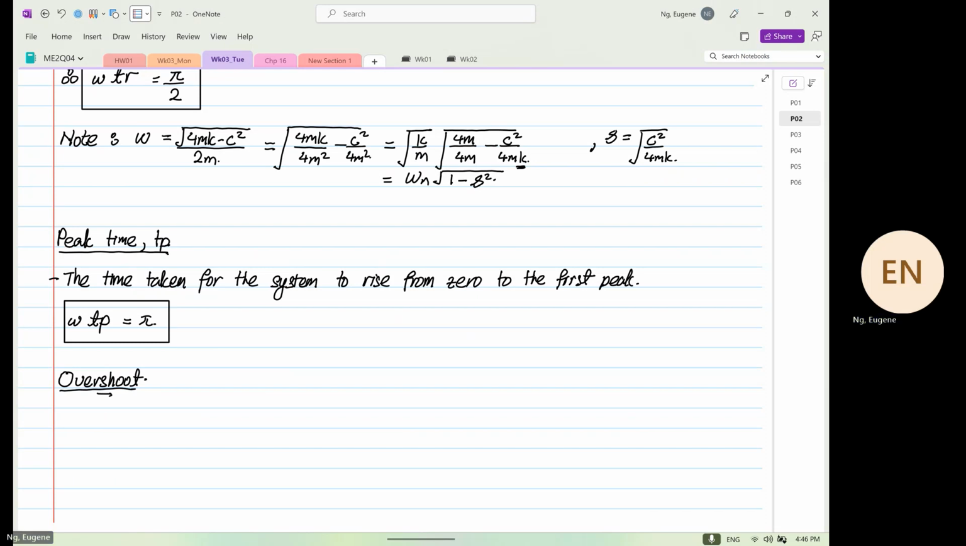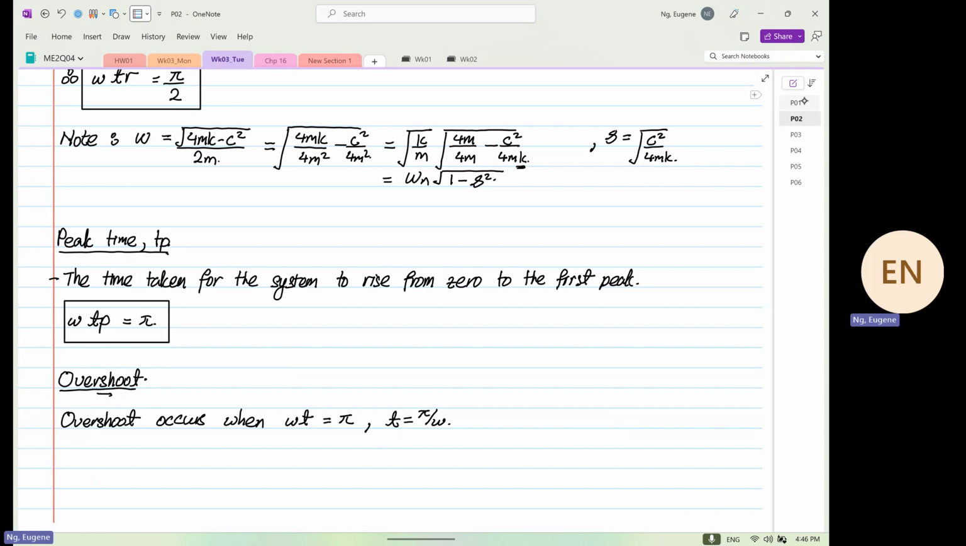So the next thing that we are going to calculate is what we call overshoot. Okay. So we already know the peak time is related to the overshoot, right? So overshoot occurs when omega t is equal to pi. Okay, omega t is equal to pi. And with that, we can also write the time is equal to pi over omega.